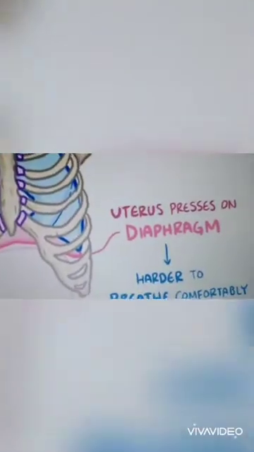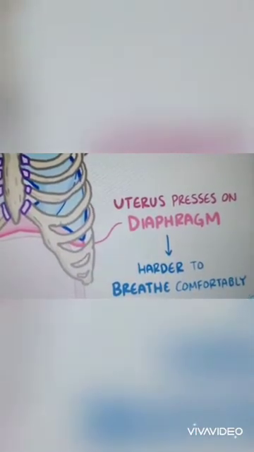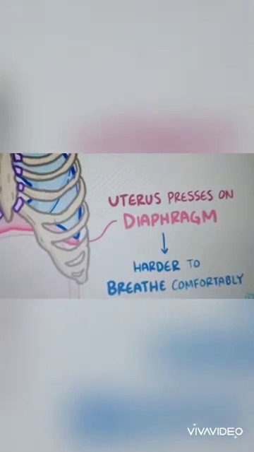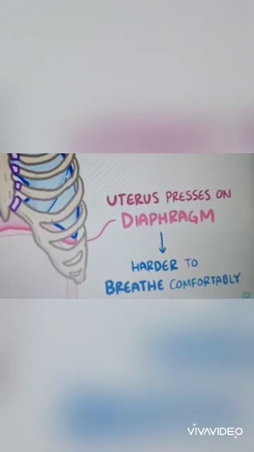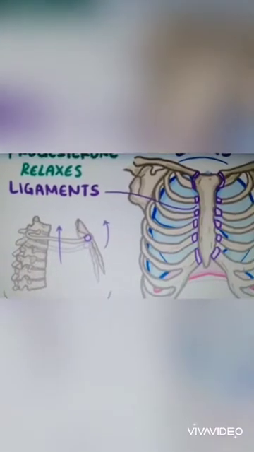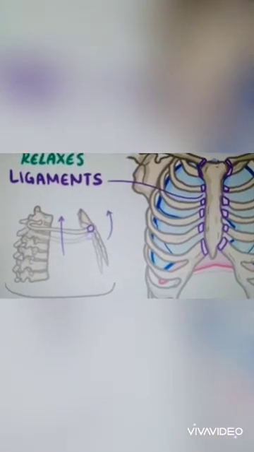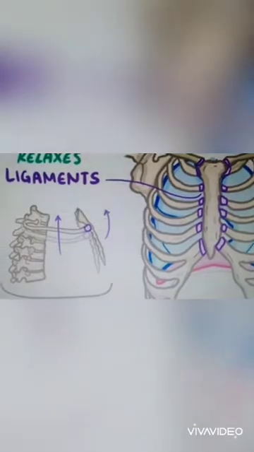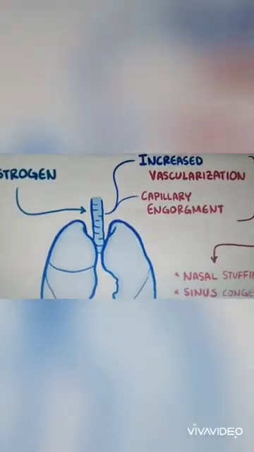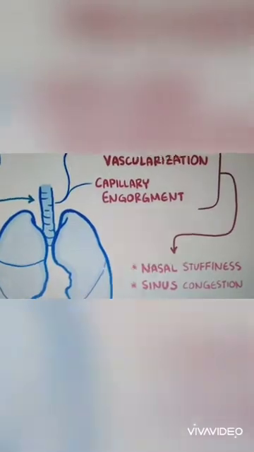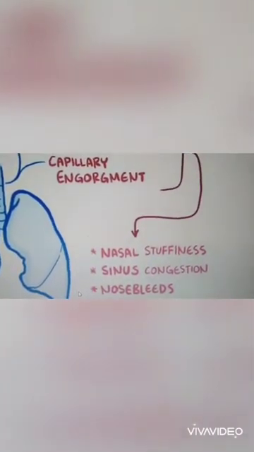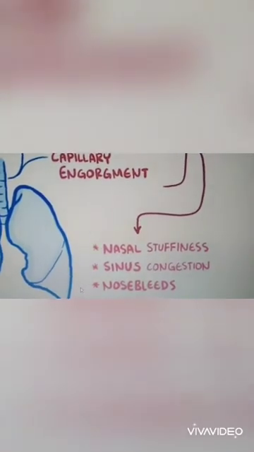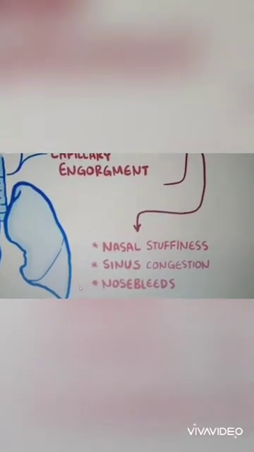The change in the lungs: as the uterus increases, it presses the diaphragm. When it presses the diaphragm, it is hard to breathe. Compared with the normal stage, in the pregnancy stage it is harder to breathe comfortably. Progesterone hormone relaxes the ligaments in the thoracic region, so it increases the tidal volume of the lungs. Increased estrogen levels may increase the vascularization in the lungs and cause problems like nasal stuffiness, sinus congestion and nosebleeds. These are the most common problems during pregnancy because of the estrogen levels.